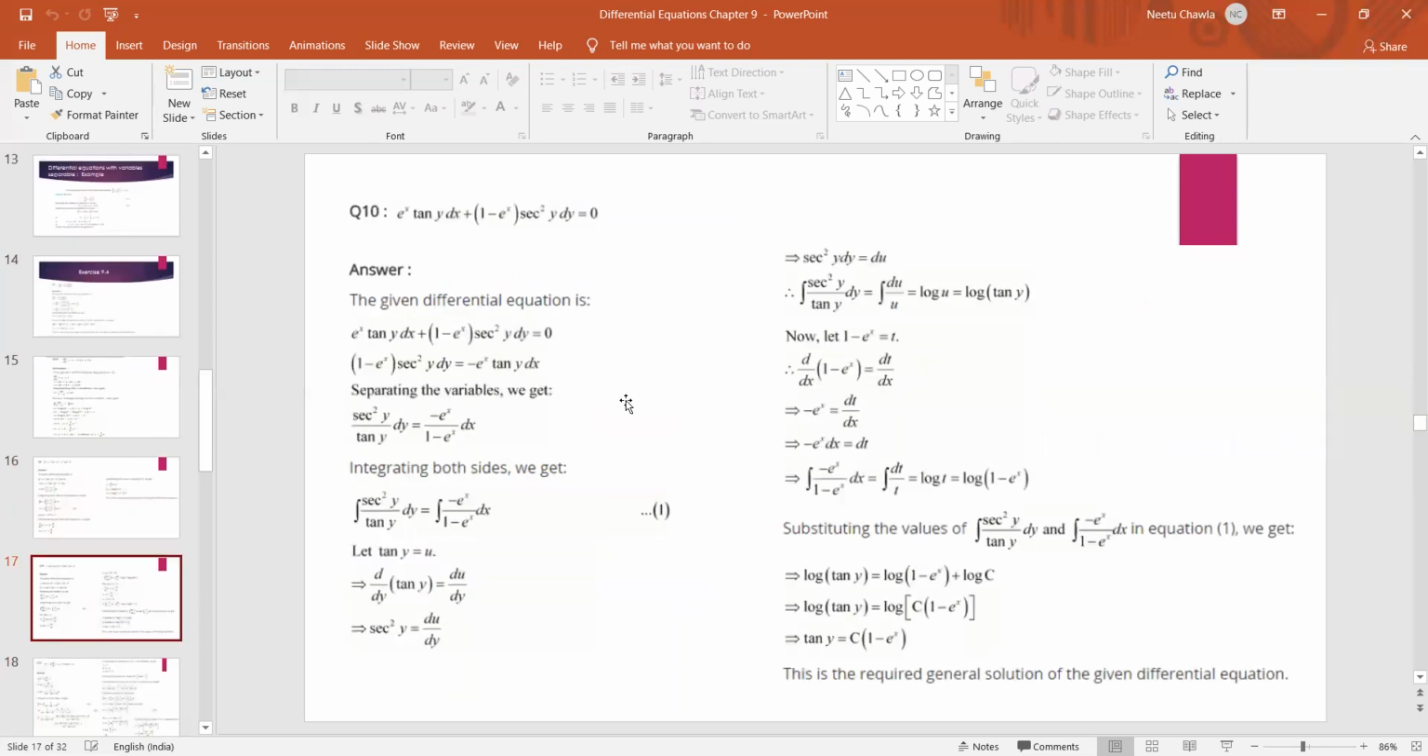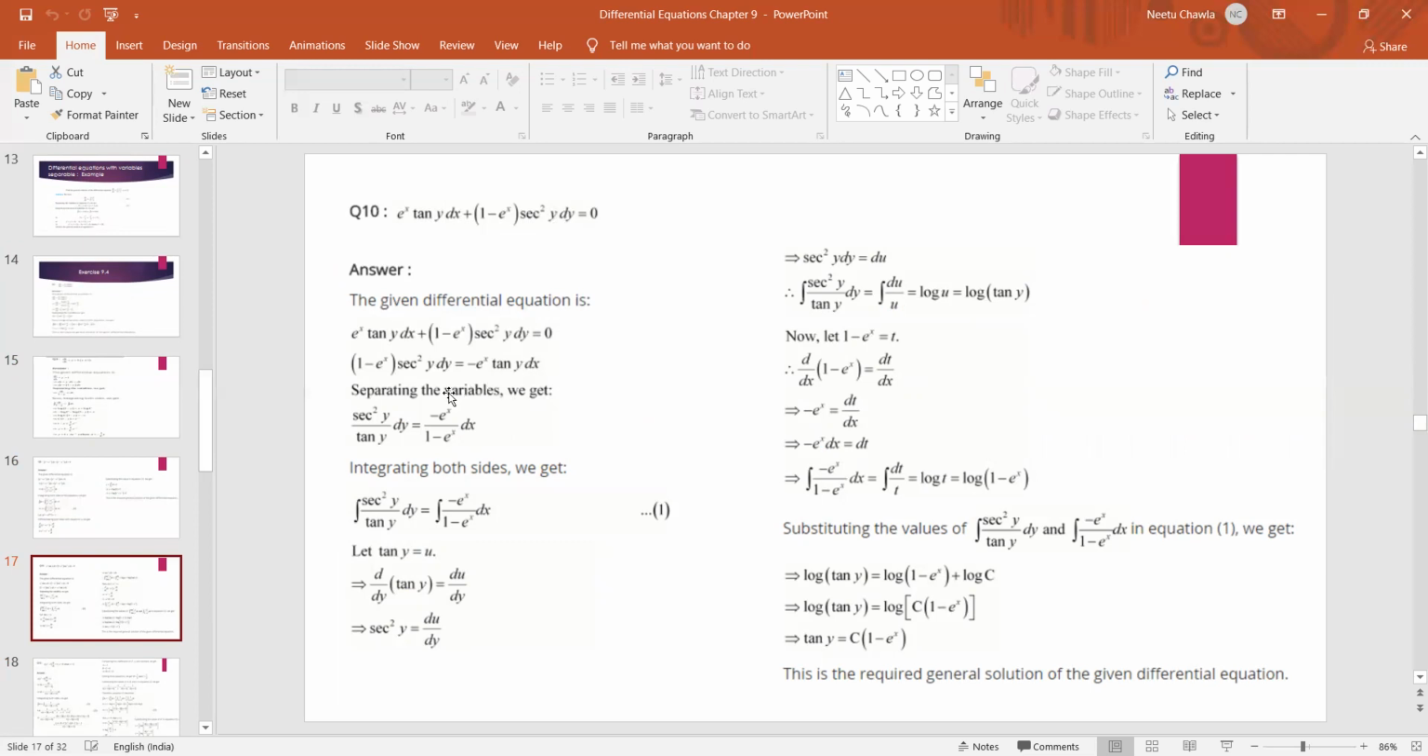Let's do another question. This is your question number 10 of this exercise. And we are having e^x tan y dx plus (1 minus e^x) sec square y dy is equal to 0. And taking again this one term towards the other side, I am getting here minus e^x tan y dx. This is tan y, this is sec square y.